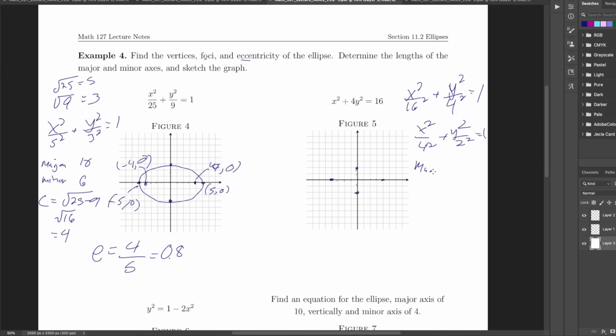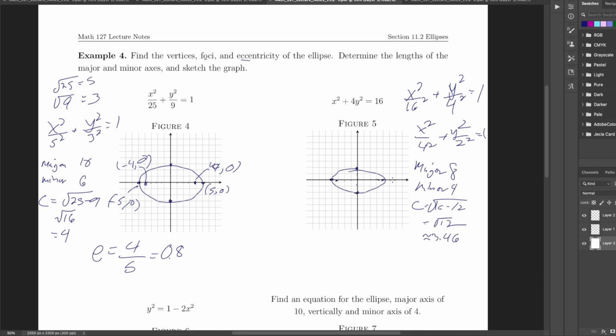And so here the major axis length is twice this number, so 8. The minor is 4. Our C in this case will be the square root of 16 minus 4, which would be the square root of 12, which is roughly... What is that number? Hold on. I'm going to crunch it real quick so I'm not guessing. It is 3.46. So roughly 3.46. And so it'll be right about here. And let me go ahead and draw this thing in.